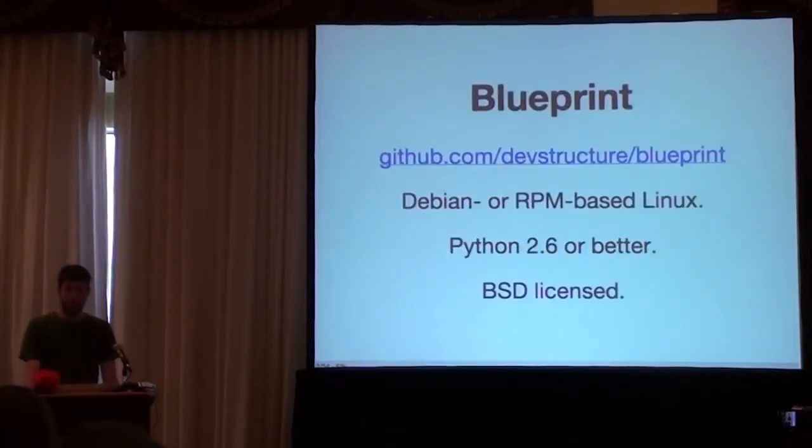The tool itself is written in Python, and hold your booze, there's no reason to write any Python to use Blueprint. It's implemented in Python purely because that language is available on basically every Linux system, and that makes it really easy. It's BSD licensed, and it runs on Debian and RPM-based Linux distributions, which is to say that it doesn't really do anything useful on Mac OS X. And there's a very good reason for that, which we'll get to in just a couple of slides.